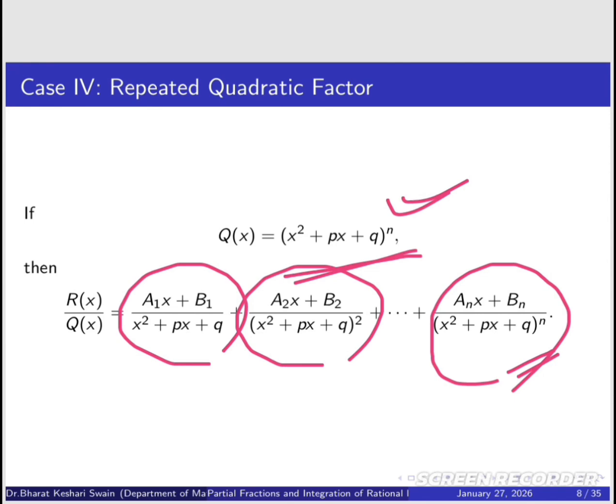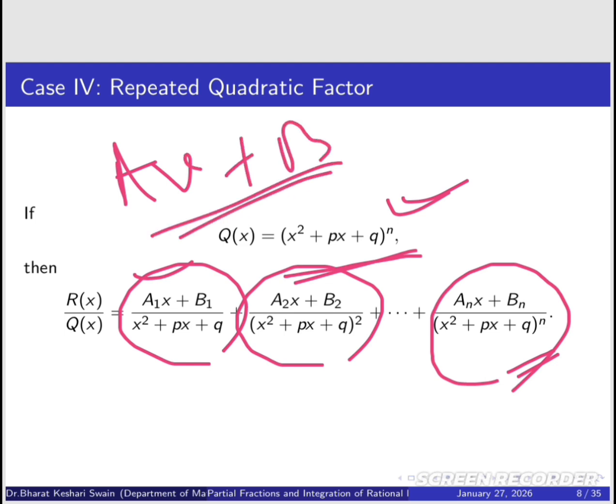So we have to see here, and you have to notice that your numerator is not only a constant but is linear, of the form a1x plus b1, ax plus b. This type of form we have to take in the numerator. But in the case of a linear factor, it is only some constant a. This is the difference. Clear?